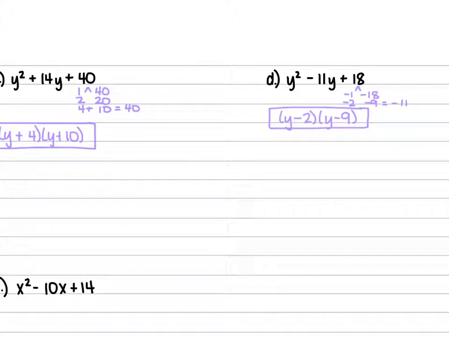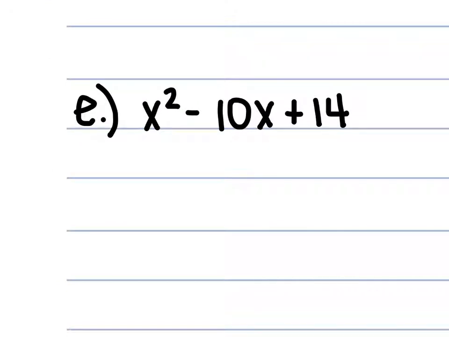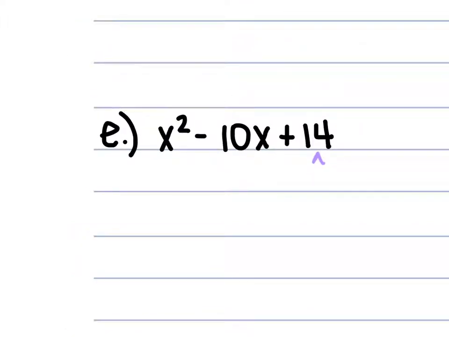For example E, we have x squared minus 10x plus 14. So we want to find the factors of 14 that add up to be a negative 10. So we have negative 1 and negative 14. Remember, these are both going to be negatives. We also have negative 2 and negative 7. Those are the only factors of 14. And this is going to give us a negative 15. This would give us a negative 9. Neither of these are going to give us a negative 10. So this is prime.